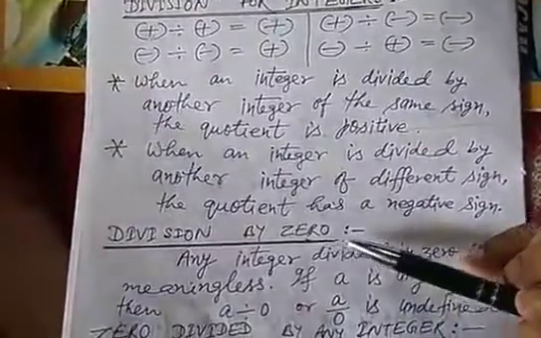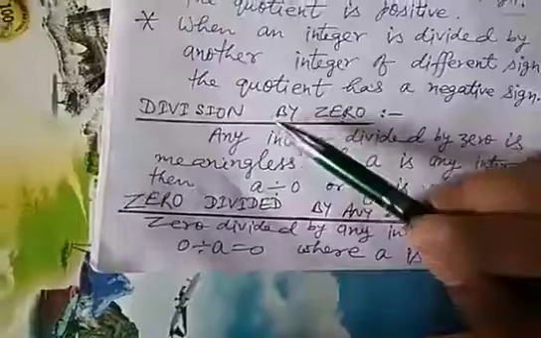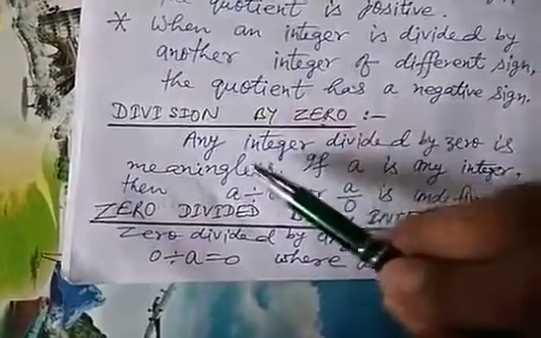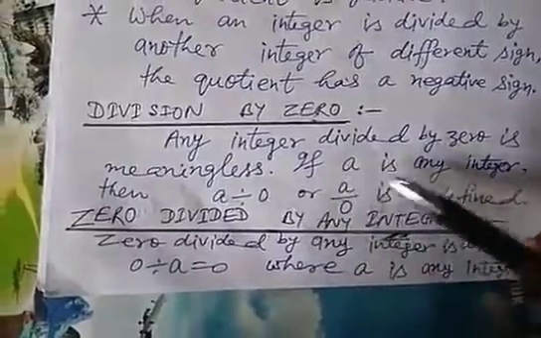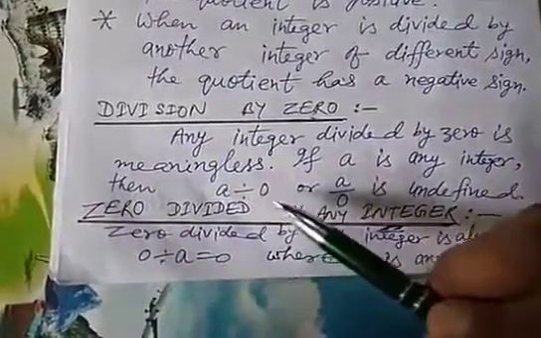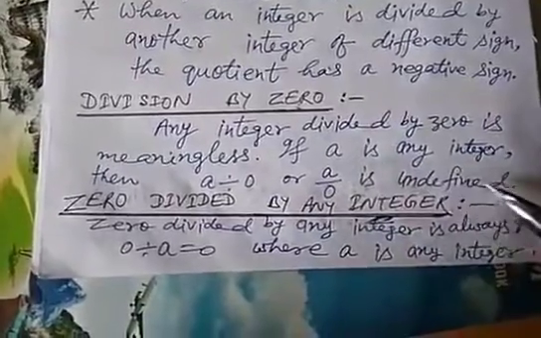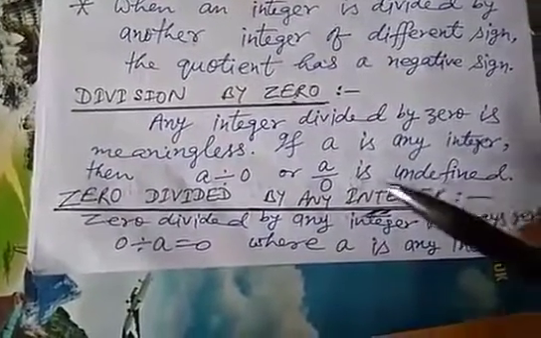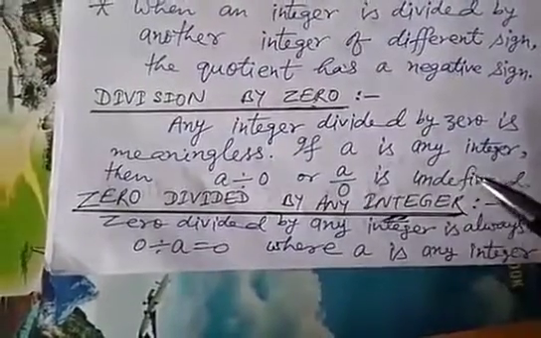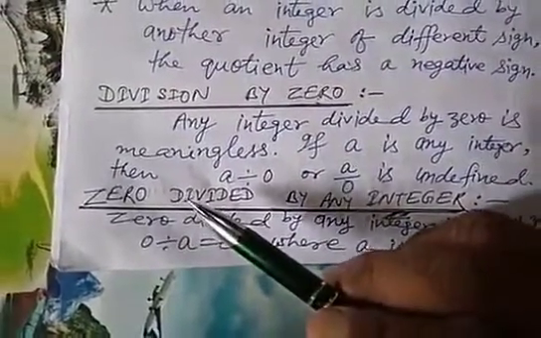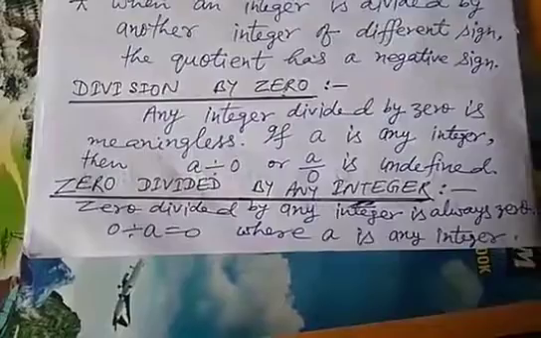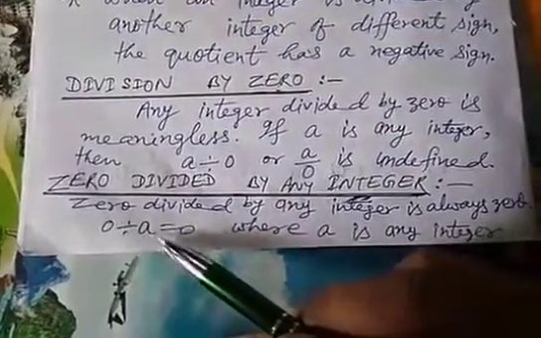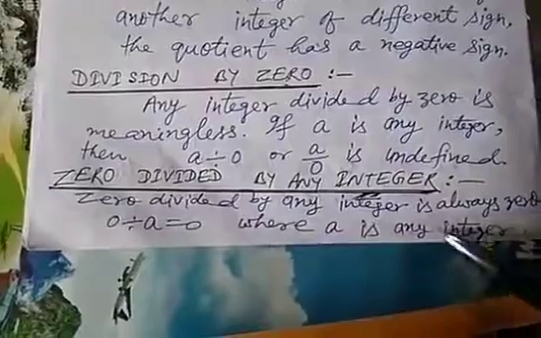Now, division by 0. Any integer divided by 0 is meaningless. If a is any integer, then a divided by 0 or a upon 0 is undefined, as the reciprocal of 0 is not allowed. Now 0 divided by any integer. 0 divided by any integer is always 0, as 0 divided by a is equal to 0, where a is any integer.